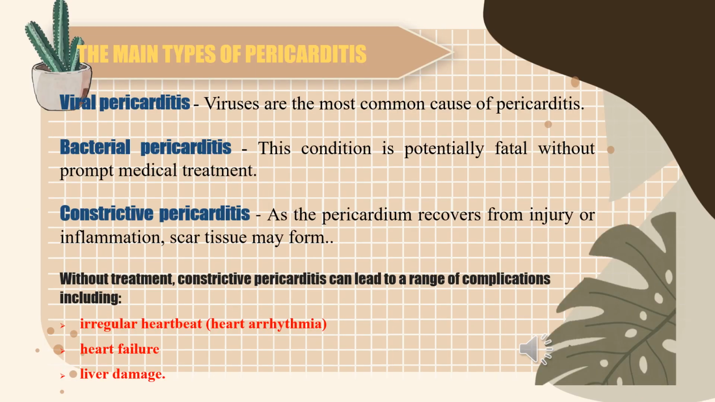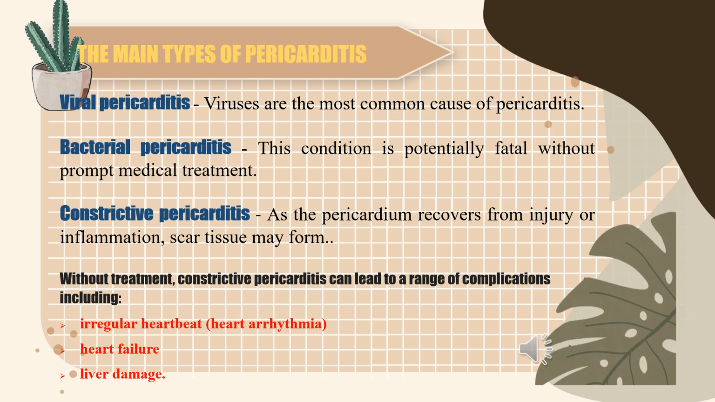The main types of pericarditis. First, we have viral pericarditis. Viruses are the most common cause of pericarditis. For example, a viral chest infection can lead to pericarditis. Viral pericarditis has no specific medication treatment and usually goes away by itself. Medicines may be given to help with the inflammation and symptoms.